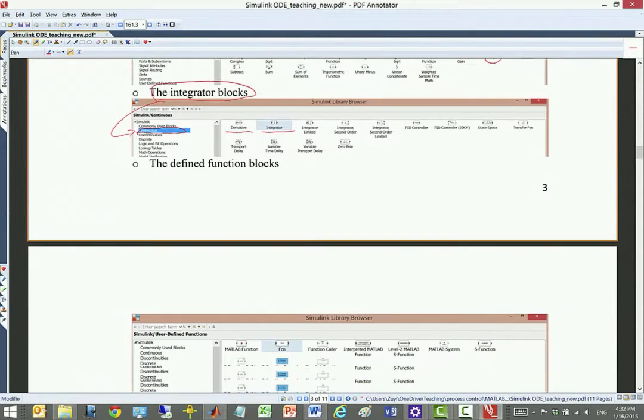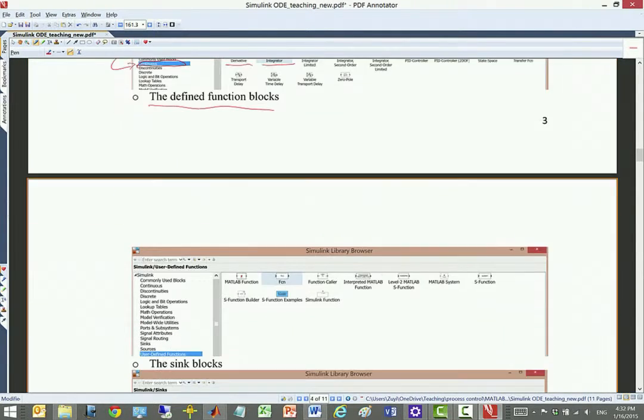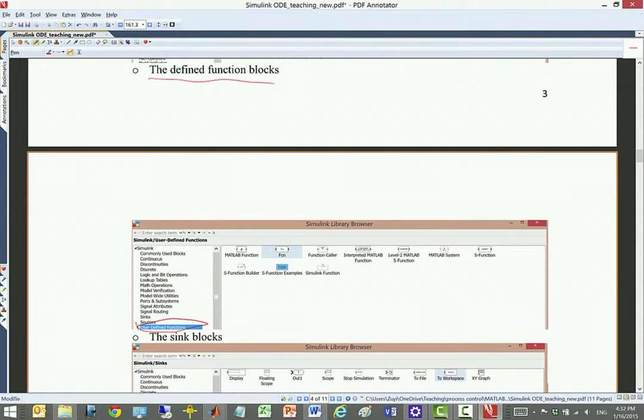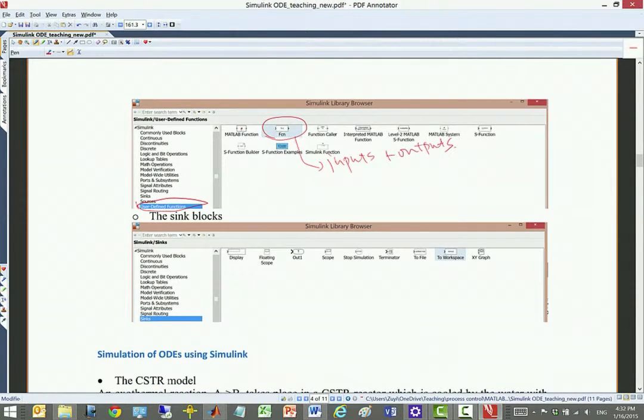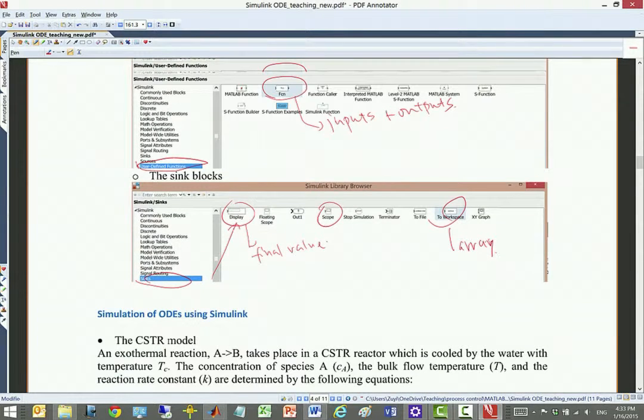Then you also can define your own function, as I mentioned. So here's user defined function. FCN is the function you could define, by specifying the input and the output. And then this is the sink block. You can see display shows the final value, right? And then you also can save the data into an array, and you could also use scope to show the profile, right?